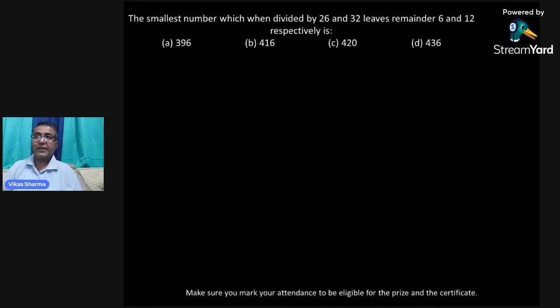Okay, so who's solving it and what is the correct option? The smallest number, which when divided by 26 and 32, leaves a remainder of 6 and 12 respectively.